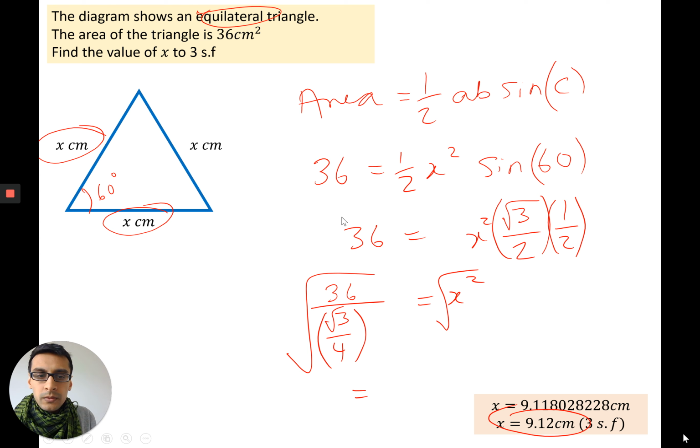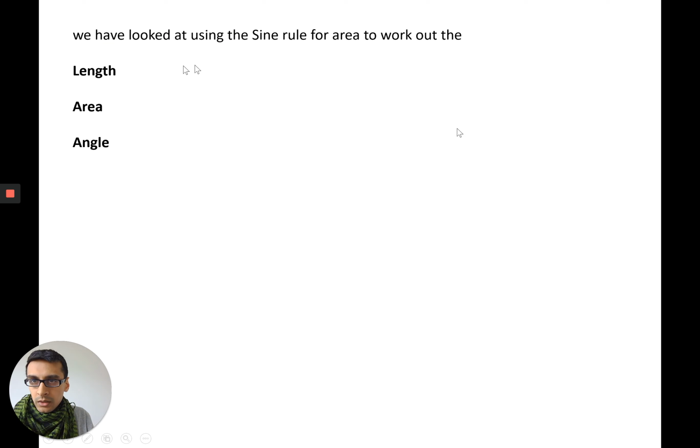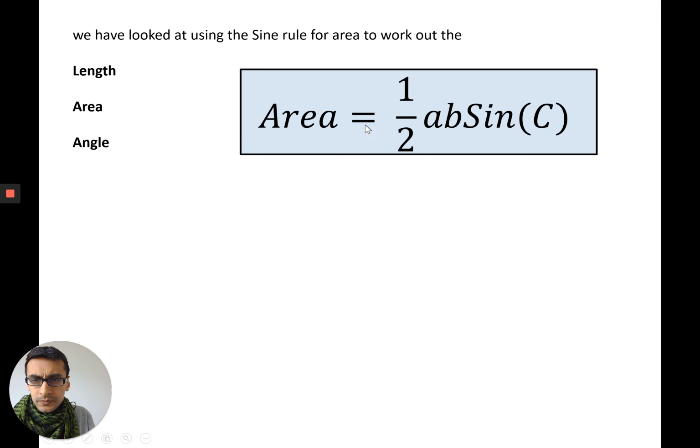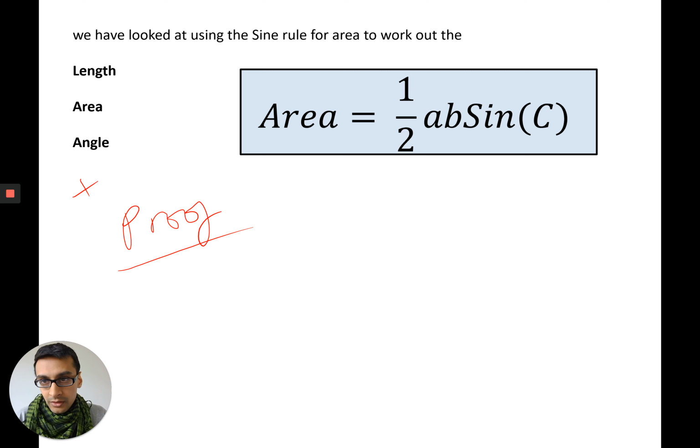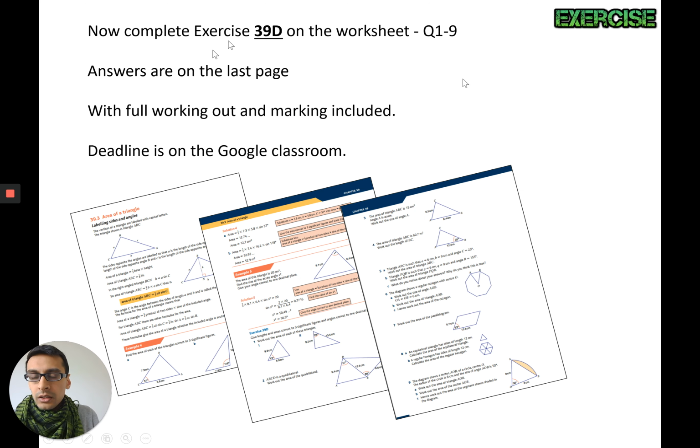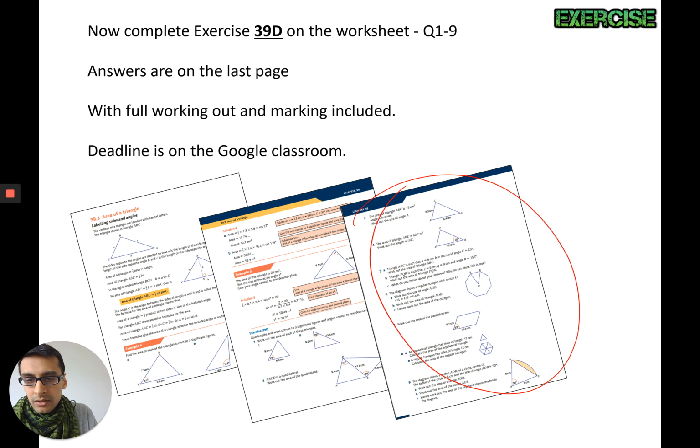So today's task for you is to complete a worksheet. But before we do that, I'm just going to show you what we've done today. We've looked at using the sine rule for area to work out the length, the area, and the angle. And we've also looked at proof. That was the first video, and you need to know that proof. So the worksheet I want you to do is exercise 39D. It's 3 pages long, but actually only the last page has questions on it. The rest are just examples in case you need them.